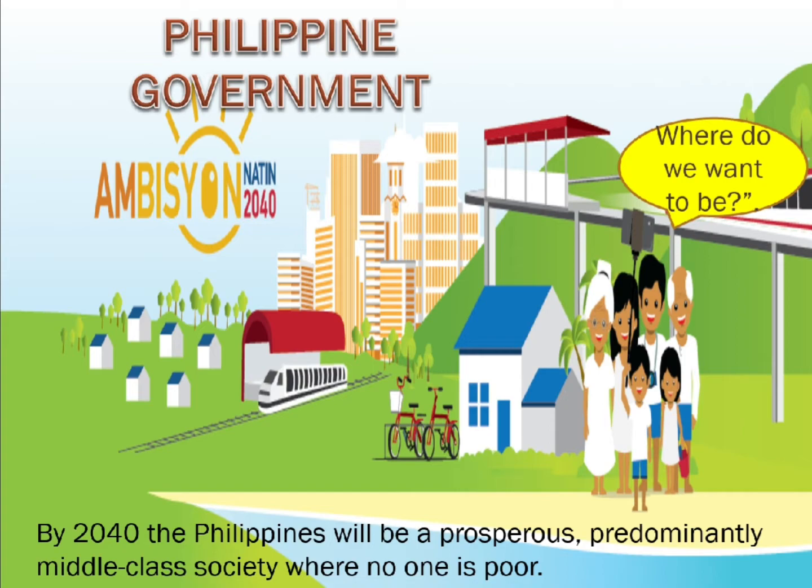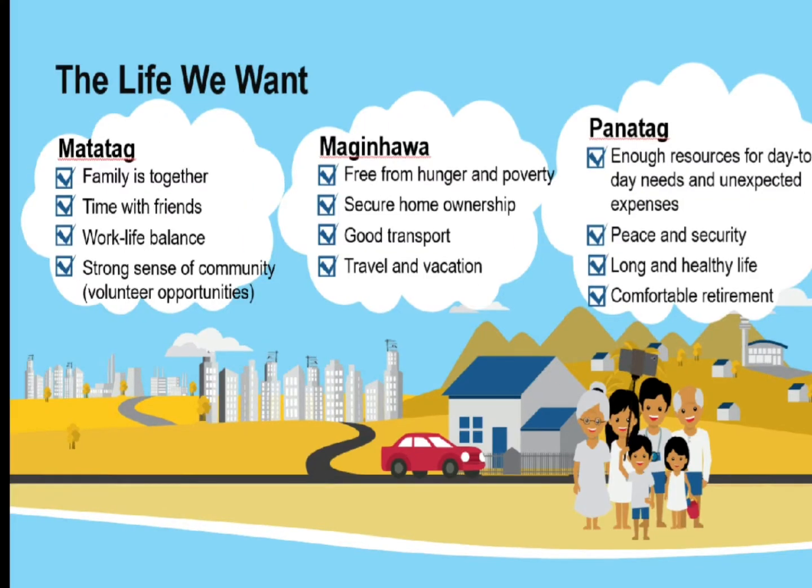By 2040, the Philippines will be a prosperous, predominantly middle-class society where no one is poor. The life that we want by 2040 is matatag, maginhawa at panatag na buhay. Under the matatag, family is together, time with friends, work-life balance, and strong sense of community.